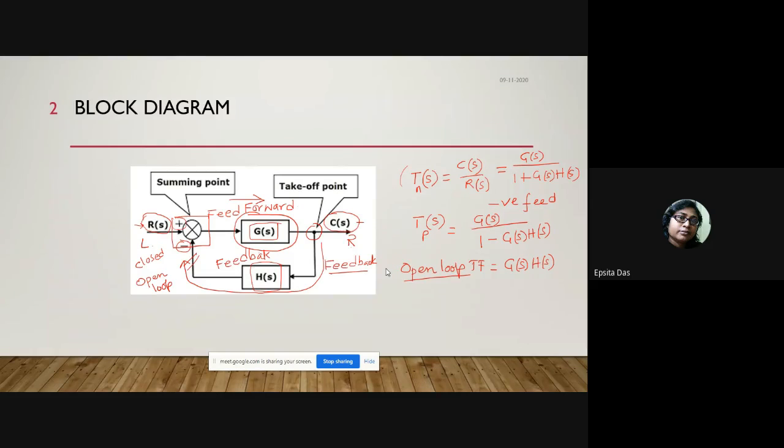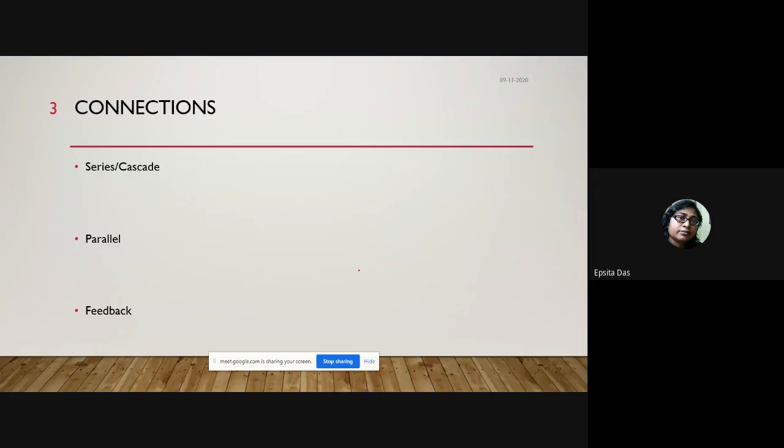Sometimes students mess it up with the feed forward transfer function, but the open loop transfer function is never the feed forward transfer function. The value of the open loop transfer function is equal to the feed forward transfer function only when the feedback element is equal to 1. Understood? Okay, so I am going to the next slide.